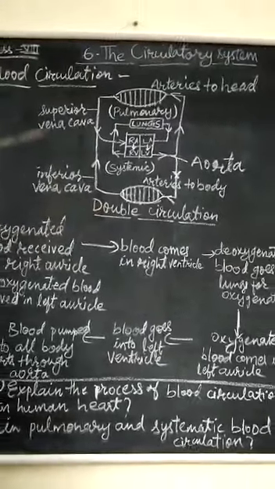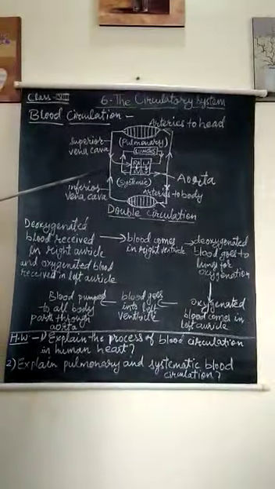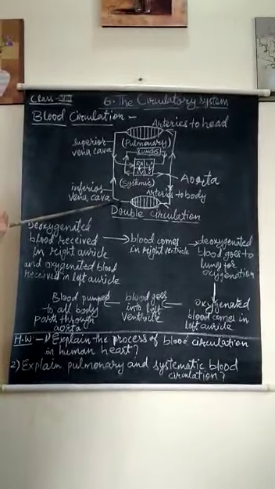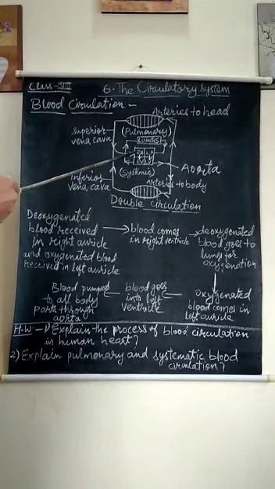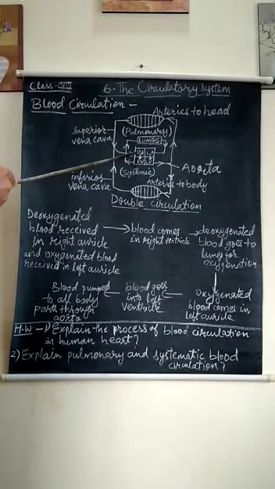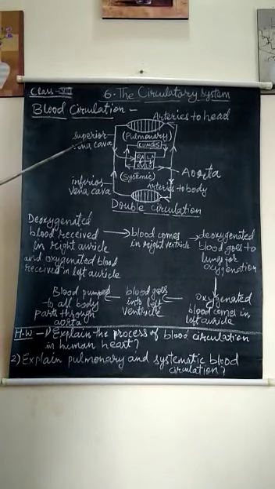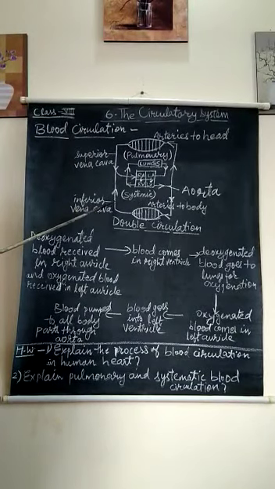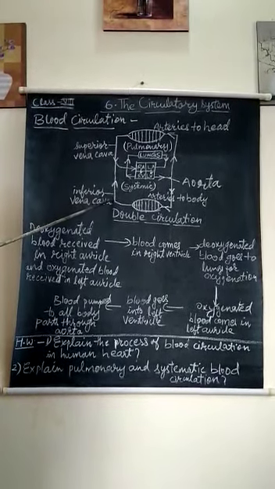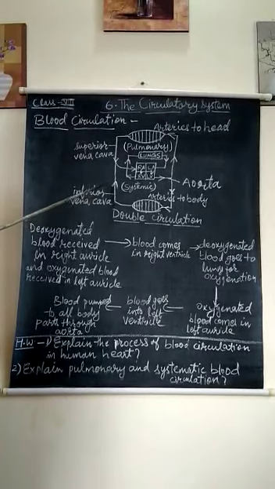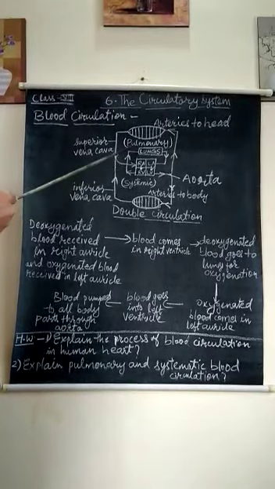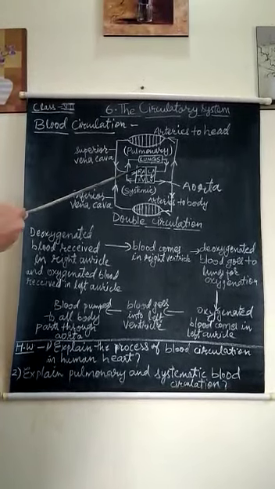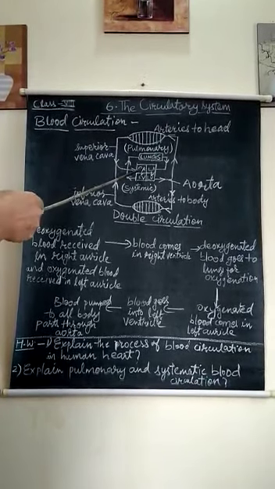Now the next is blood circulation in the heart. The deoxygenated blood from different body parts is received in the right auricle from the superior vena cava and from the inferior vena cava. Through the inferior vena cava, impure blood from lower body parts comes into the right auricle, and from the upper body part through the superior vena cava, deoxygenated blood comes into the right auricle.